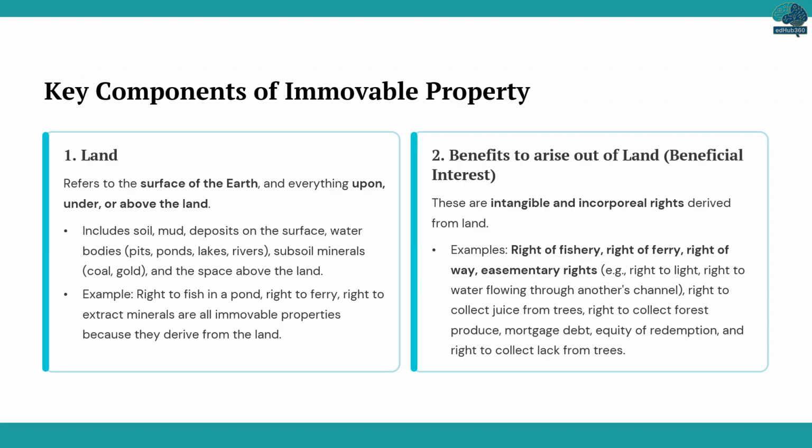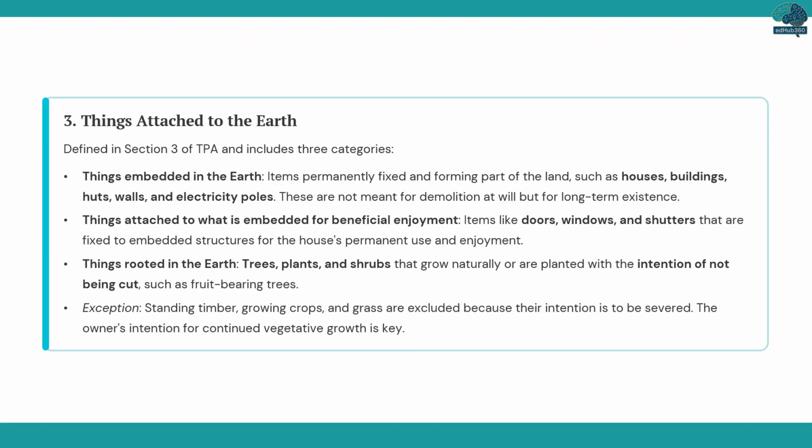This includes 3 categories: things permanently embedded in the earth, like houses, buildings, and walls, which are meant for long-term existence; things attached to these embedded structures for their beneficial enjoyment, such as doors and windows; and finally, things rooted in the earth, like fruit-bearing trees or plants that are intended for continued vegetative growth, distinguishing them from standing timber, growing crops, or grass, which are intended to be cut.